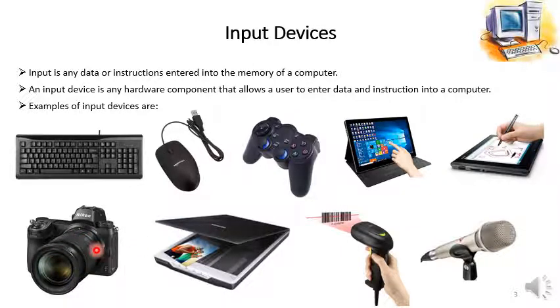Digital camera for capturing pictures, scanner converting hard copies into soft copy, barcode reader to read the barcodes printed on many products, and for sound input we use microphone. I don't go into the details of each and every input device. If you want to read the details of these input devices, you can read it from your book. It is quite simple, and I believe that there is nothing difficult in this.